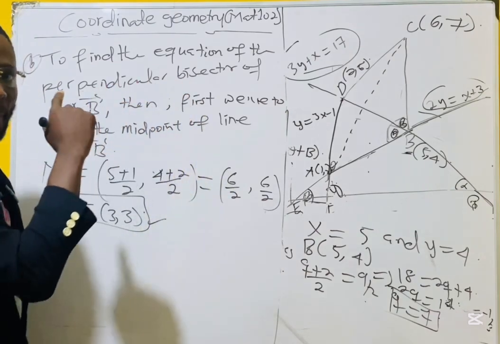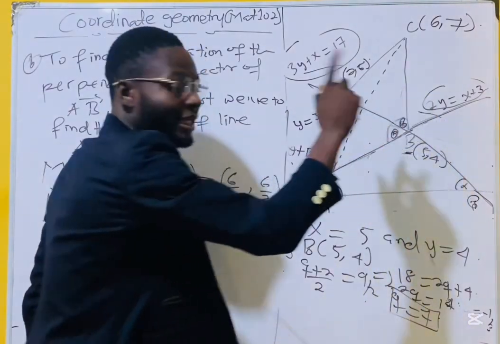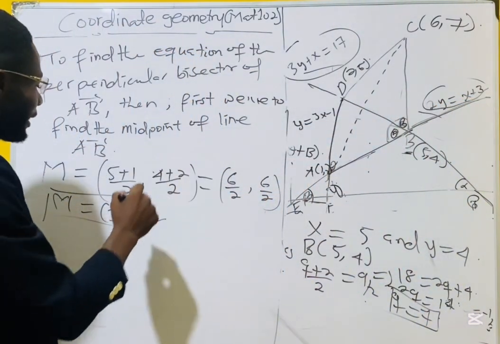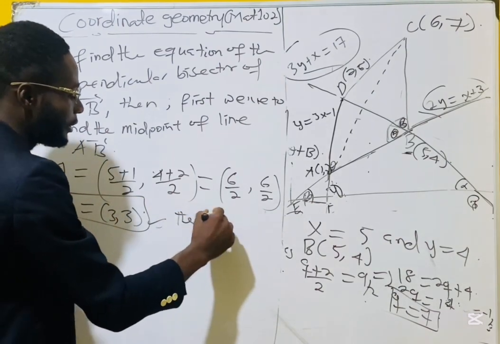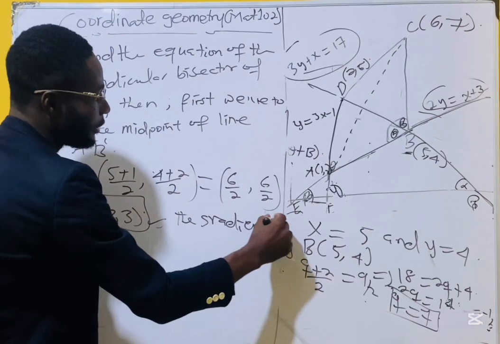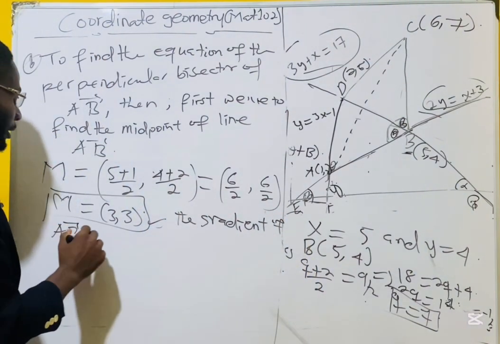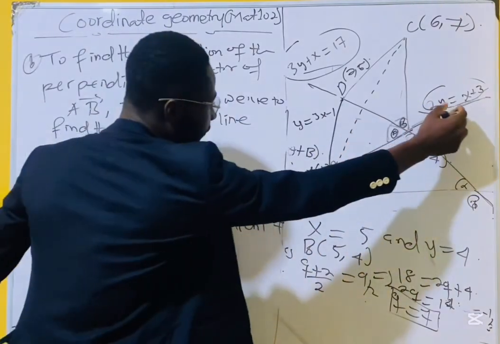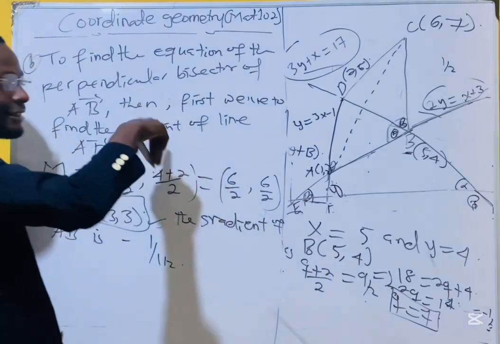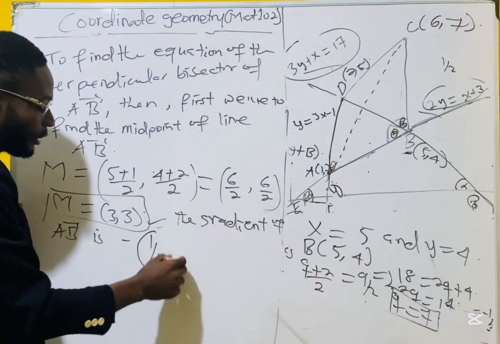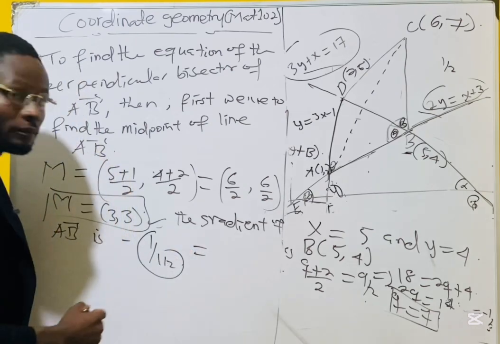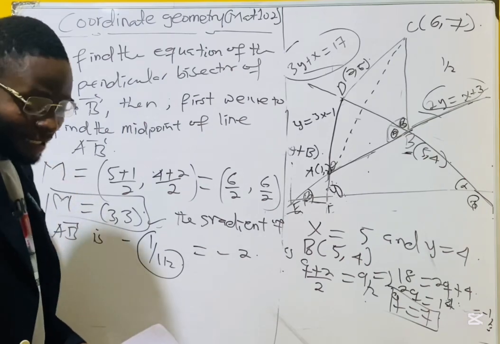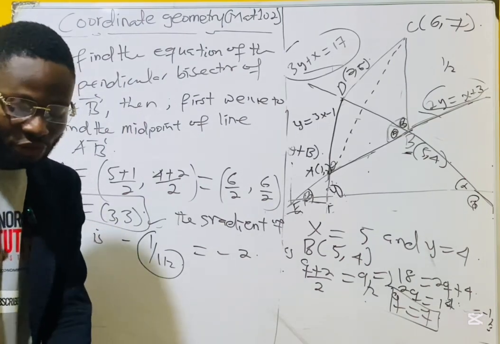But once it is a perpendicular bisector, it means that the gradient will be negative reciprocal, right? So this here is going to be negative reciprocal. So the gradient of line AB is going to be negative 1 over what? Half, right? We know that the gradient of line AB is what? Half. But since it is perpendicular, it's going to be negative 1 over what? Half. And that is equal to what? Negative 2.